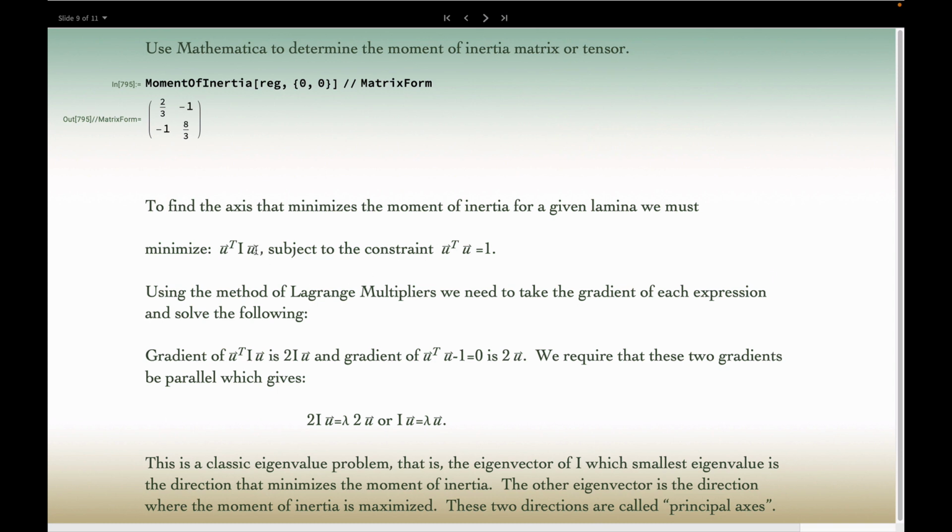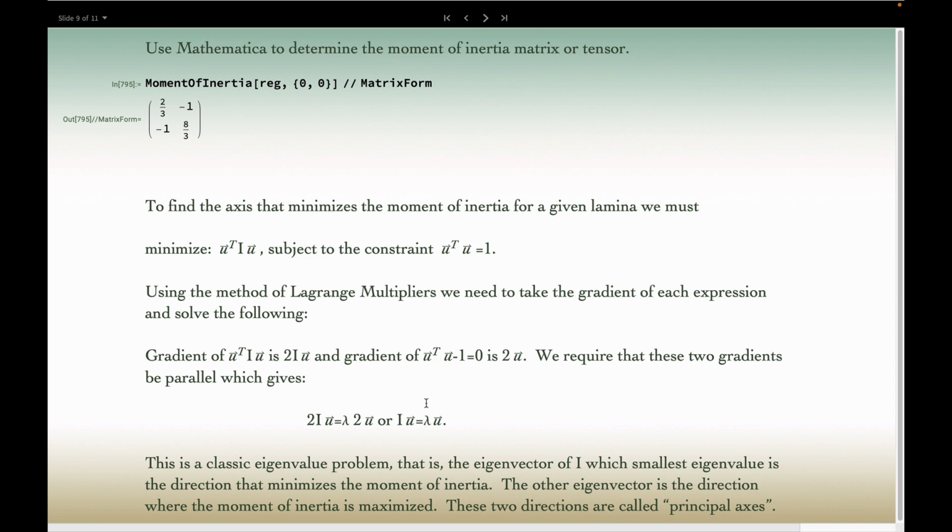One way this can be done is by using the method of Lagrange multipliers. We're going to have to take the gradient of this and set it equal to a constant lambda times the gradient of the constraint. Computing the gradient of this quadratic form gives us 2I times u. And the gradient of our constraint is 2 times u. Lagrange's method requires that these gradients be parallel, so we use some constant lambda here.